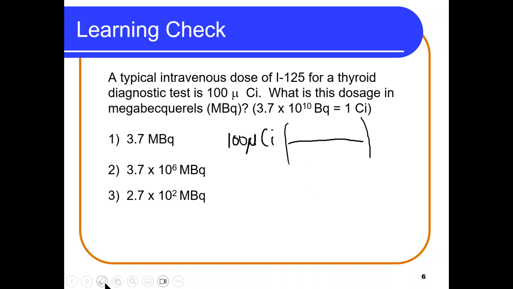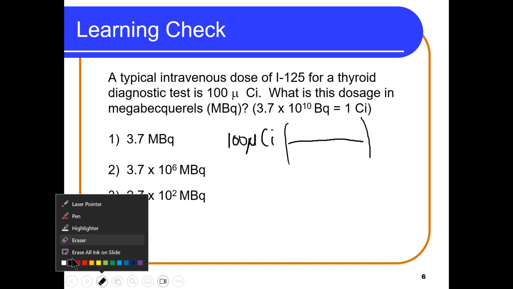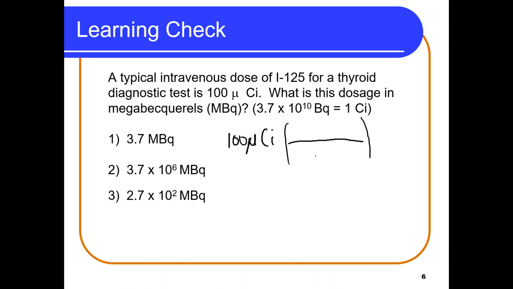So I would put here, I would put 1 microcurie down here, and 10 to the minus 6 curie above. And then the next conversion factor is where I would do the relationship between the becquerel and curie. So 1 curie down here, and 3.7 times 10 to the 10 Bq here.